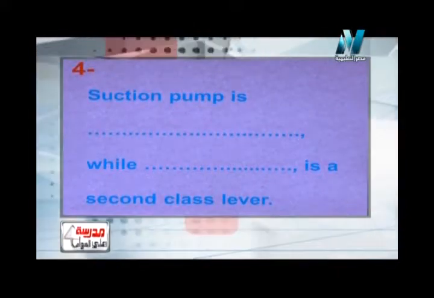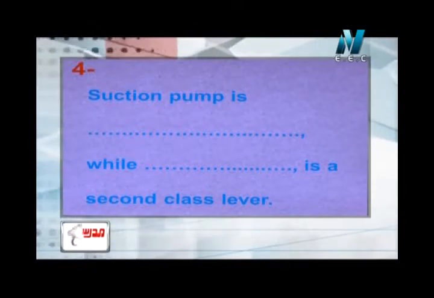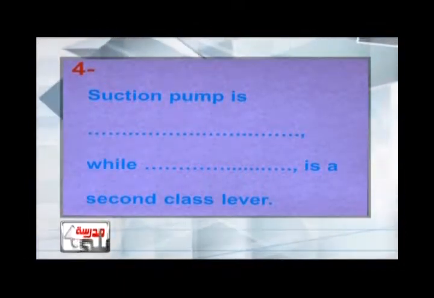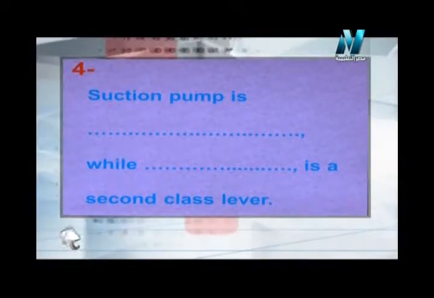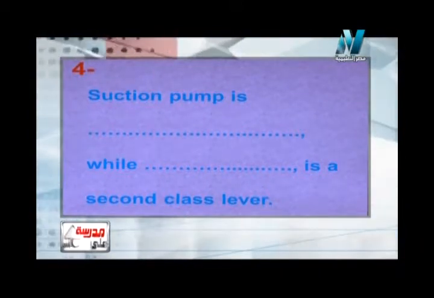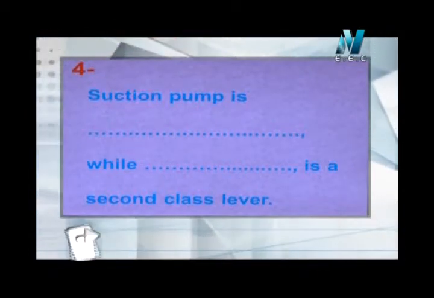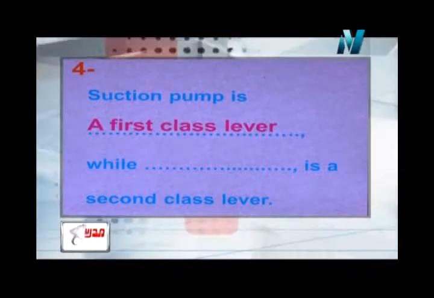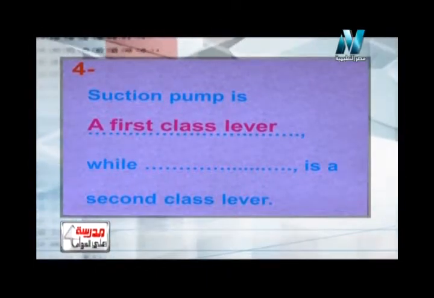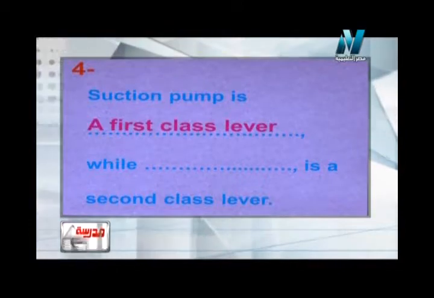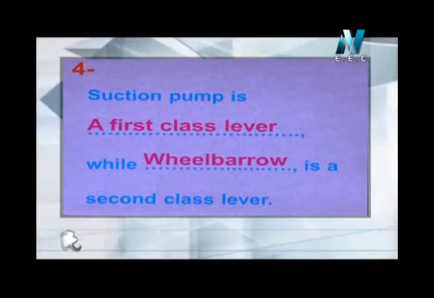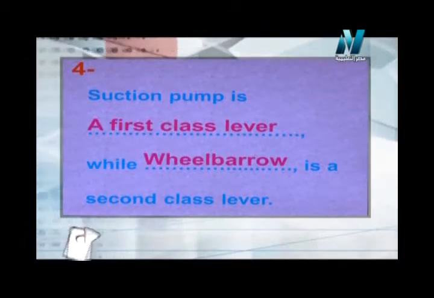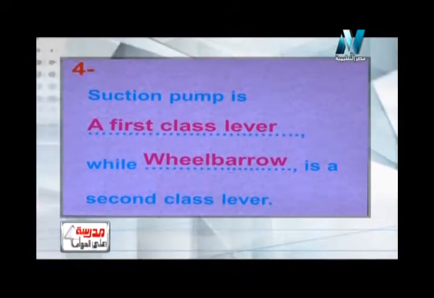Another question. Suction pump is what, while point is a second class lever? Here is a question of lever and classifying each lever to its type. Suction pump, أو مضخة المياه, as we know, is a first class lever, while point is a second class lever. Surely it will be wheelbarrow, nutcracker, bottle opener, and so on. We have many examples of first class lever, but fewer examples of second class lever.